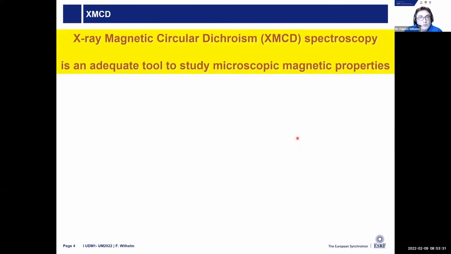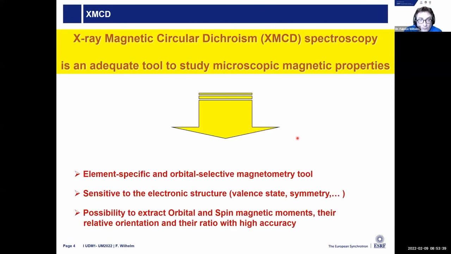For that, we have used X-ray magnetic circular dichroism spectroscopy. That is an adequate tool to study the microscopic magnetic properties. Indeed, first of all, it is an element-specific and orbital-selective magnetometry tool. As has been shown previously, XANES is sensitive to the electronic structure, to the valence state, and also to the symmetry. And using XMCD offers also the possibility to extract the orbital and spin magnetic moments, their relative orientation, and their ratio with extremely high accuracy.